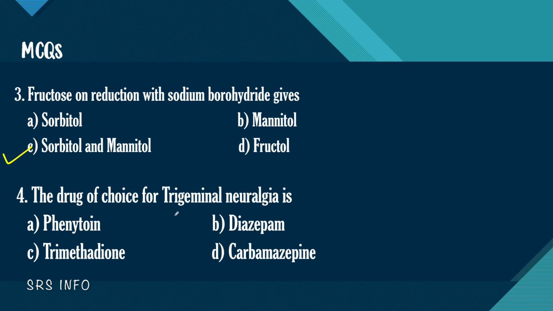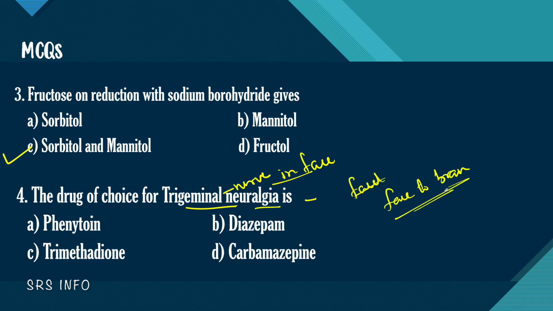Next, the drug of choice for trigeminal neuralgia is. What is trigeminal neuralgia? Trigeminal neuralgia is a chronic pain condition which affects the trigeminal nerve in the face, and the pain on this trigeminal nerve is called trigeminal neuralgia. And what is the function of this trigeminal nerve? The trigeminal nerve carries the sensation from the face to the brain. This is the function of the trigeminal nerve. And the drug of choice for such type of pain is carbamazepine. The answer is option D.